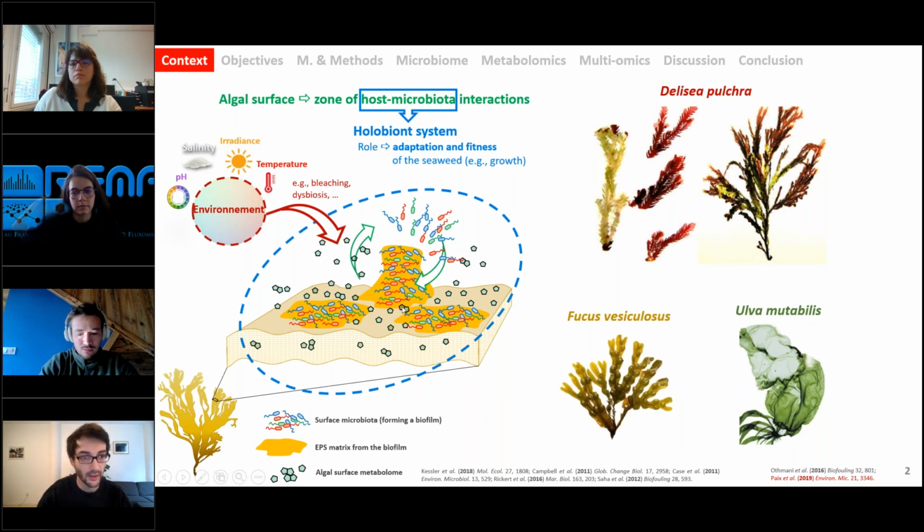Other parameters like irradiance, salinity, and pH are also quite important. And for example, you can have an effect for the brown algae Fucus vesiculosus and its microbiome.